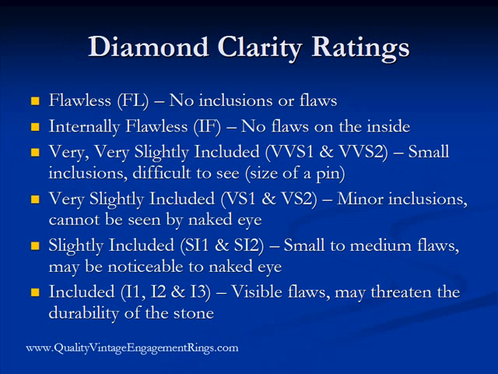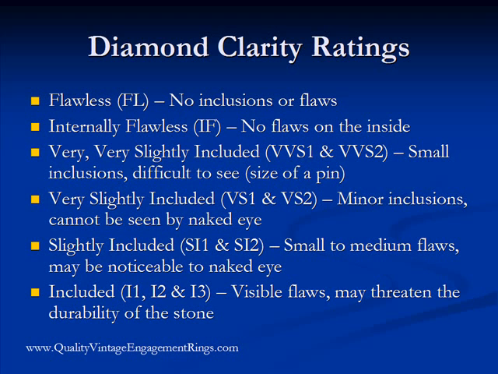Now, there are several levels that the diamond can be rated at. The diamond clarity ratings start at flawless, and a flawless diamond has no inclusions or flaws that can be viewed under 10 times magnification. And then to go down the chart, the next is internally flawless, which means that there are no flaws on the inside of the diamond, but there may be a small flaw on the external part of the diamond, on the outside of it. Usually, if there is a flaw on the external part of the diamond, it's going to be around the girdle area of the diamond.